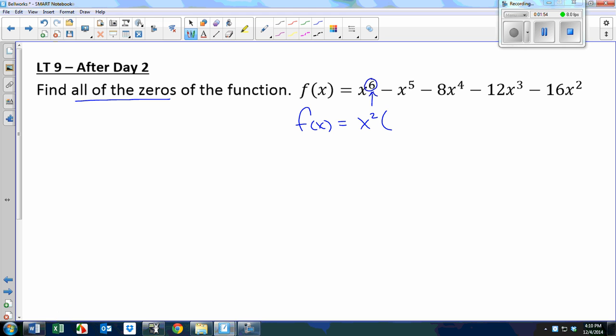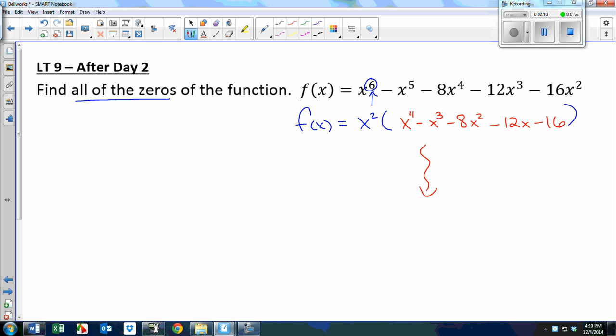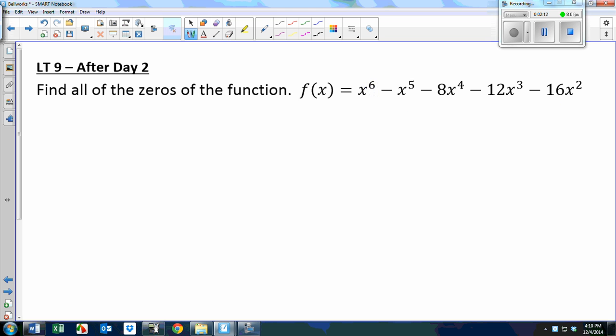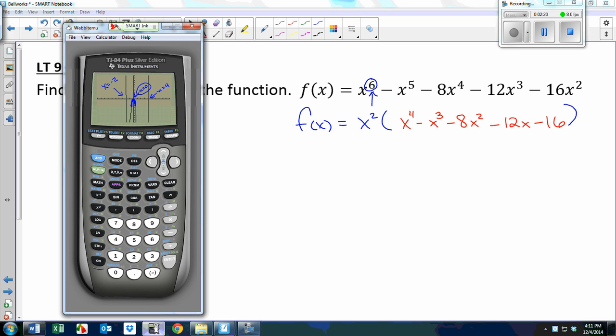So our first step is to take out the x squared. That will give us x to the fourth minus x cubed minus 8x squared minus 12x minus 16. Then we'll have to do something else to continue to factor this problem to where it's a manageable quadratic that we can solve. So here's what we're going to need to do: either factor the x to the 4th that we just got, x to the 4th minus x cubed minus 8x squared, and so on, or divide by some things.